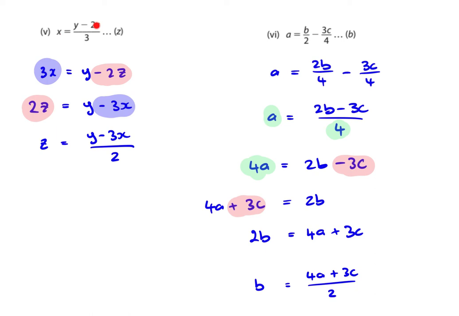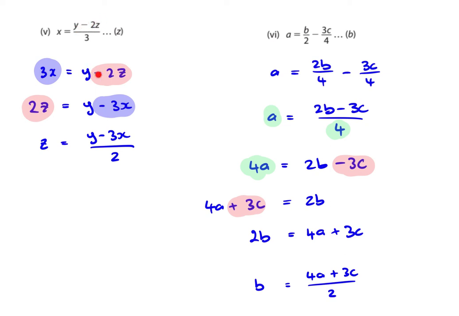x is equal to y minus 2z all over 3. Okay, and we need to make z the subject. Again, like I said earlier, when we have fractions, we always get rid of the fractions, and it's easy to do that by just multiplying by the denominator. So we multiply the left-hand side by the denominator and we get 3x. If we multiply the right-hand side by 3, we'd be left with just y minus 2z, which is the numerator.